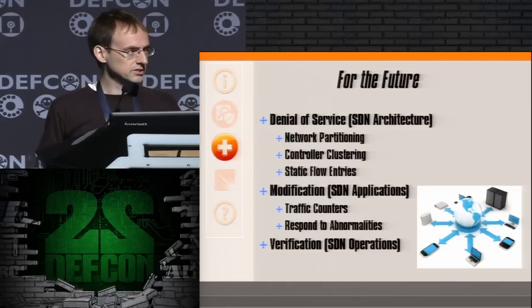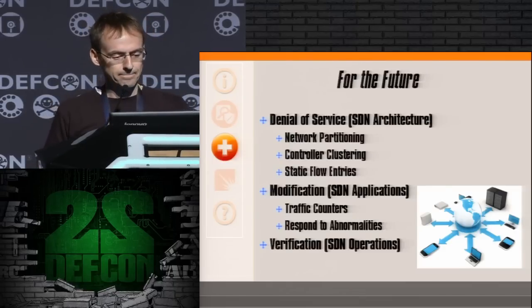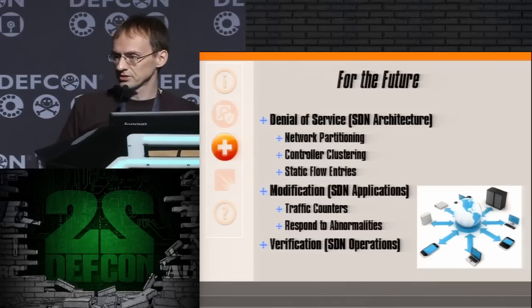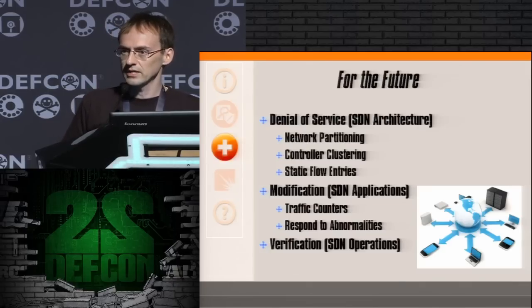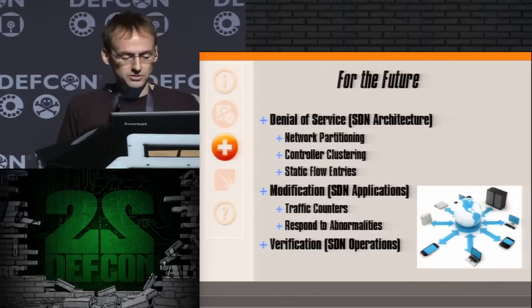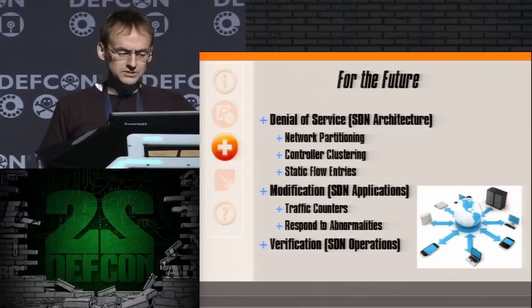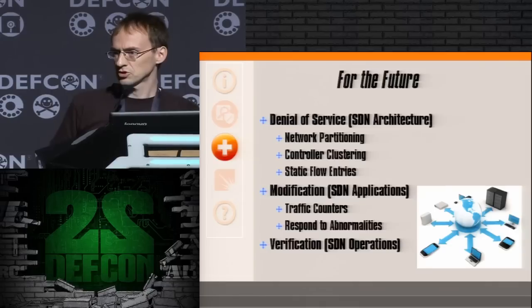Now for the future, this is a little bit more in the details of SDN. To protect against denial of service, you have to consider your SDN architecture. Partition that network. Don't put one controller or a group of controllers in charge of the whole network. Not a great idea, especially as the network gets larger. Performance also comes into consideration, because not just denial of service, but also the performance of the daily operations of the network. And then controller clustering. Spread the burden out a bit. Share the load.